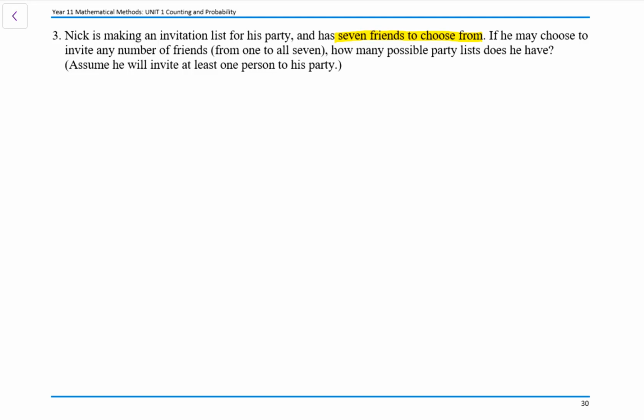So this is when you could use that previous rule, or you could just go, okay, well, he's got 7 friends to choose from. He could select 1, or he could select 2. Now it's or, so we add. Or he could select 3. And that keeps going up to 7. Okay, so that's what that means.